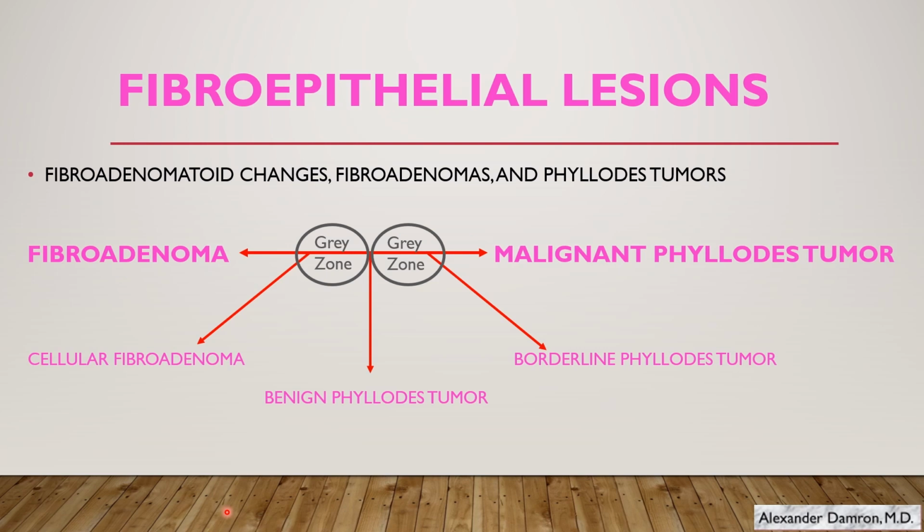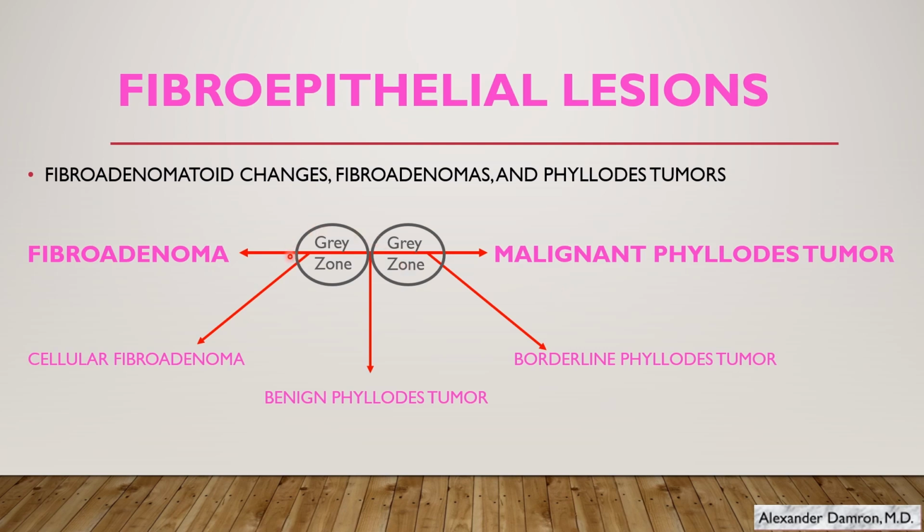One of the things we're mainly going to be focused on during this lecture is the gray zone that exists along this continuum, and these are where things can get challenging, especially on core biopsy, because the treatment becomes different, right? If you call something a cellular fibroadenoma or a fibroadenoma, then generally it's not going to need excision, right? But if you call something that is potentially a phyllodes tumor, then it needs to be excised.